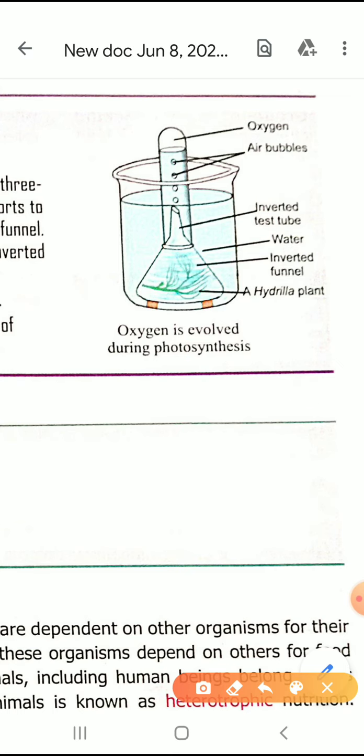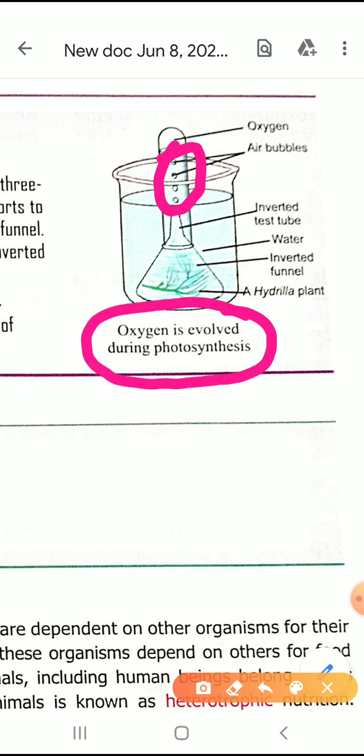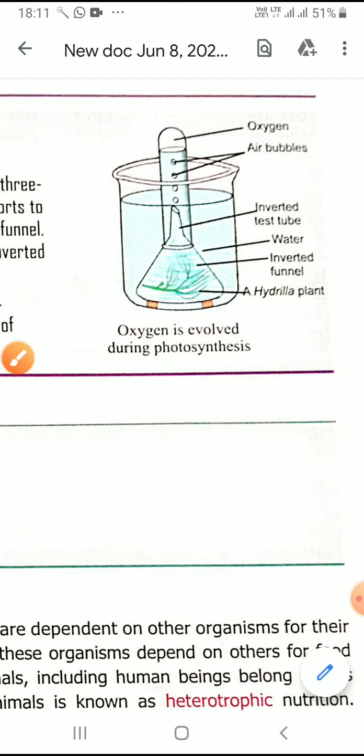Fine. After you do this much, you keep it in sunlight. Now hydrilla is a water plant. So as soon as you keep it in sunlight, it will start photosynthesis, and when it starts photosynthesis, you will notice these small bubbles coming out. What are these bubbles? These bubbles are of oxygen gas which gets collected at the top of the test tube. Now if you test this gas, you will find it is oxygen. This proves that oxygen is evolved during photosynthesis. Okay, have you understood this?